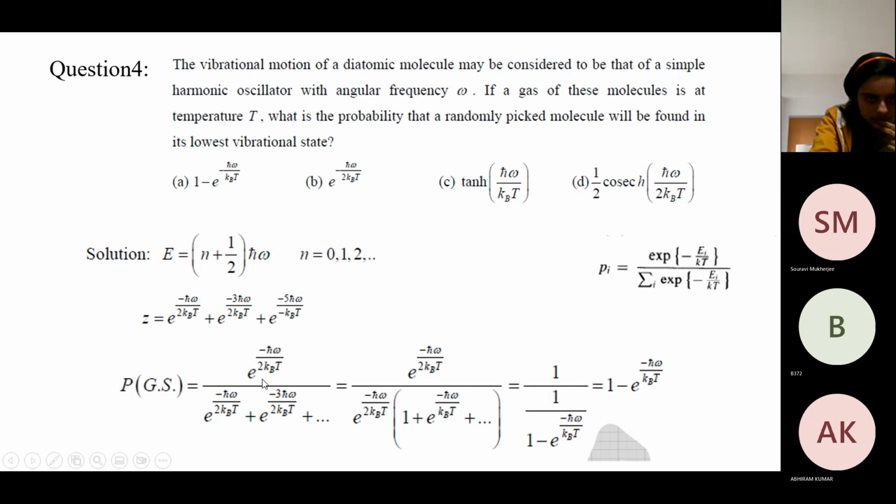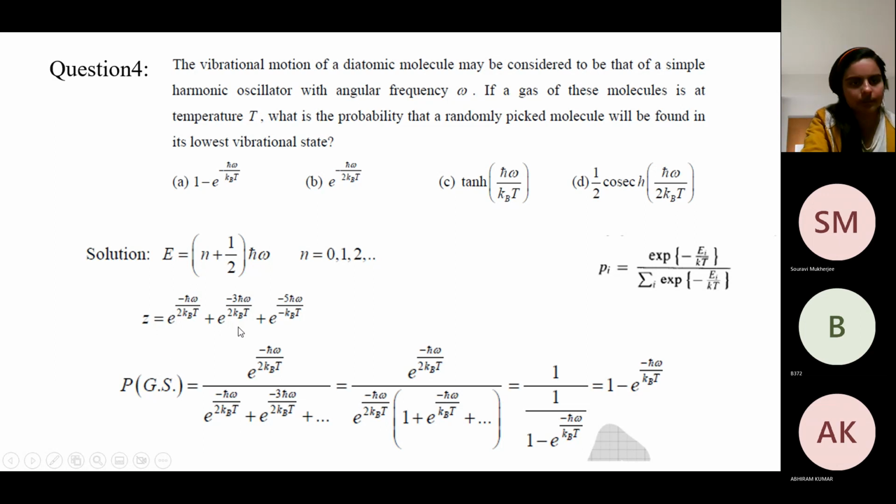Okay, one second. Lowest vibrational state. So that means n is 1. I'm just worried. One second. How do you do that? Randomly picked, lowest vibrational state. Okay. For the lowest vibrational state, they are considering it to be e to the power n h-cut omega. Yeah, it's right.